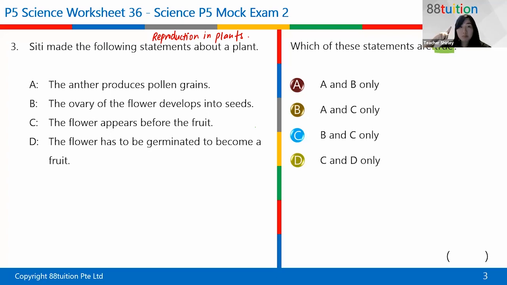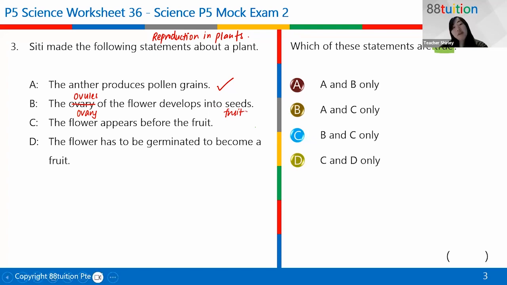The anther produces pollen grains. Does the anther produce pollen grains? Anybody wants to try? Yes or no? Yes, very good. The anther produces pollen grains. Statement B: ovary develops into seeds. No. So what develops into seeds? Yes, the ovules of the flower develop into seeds, or you can say the ovary develops into fruits.